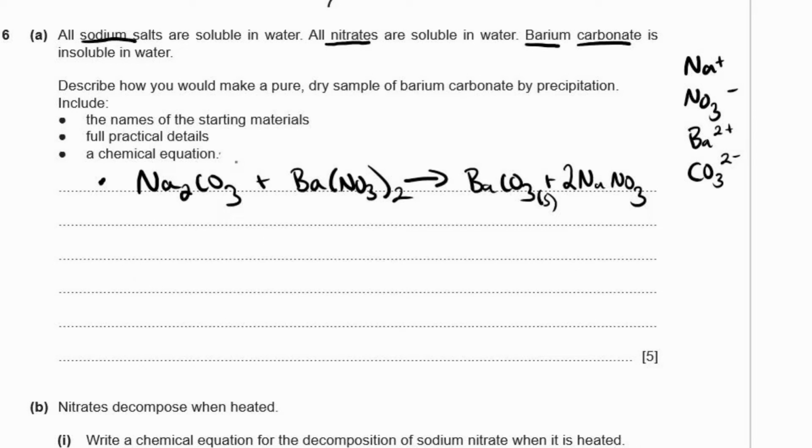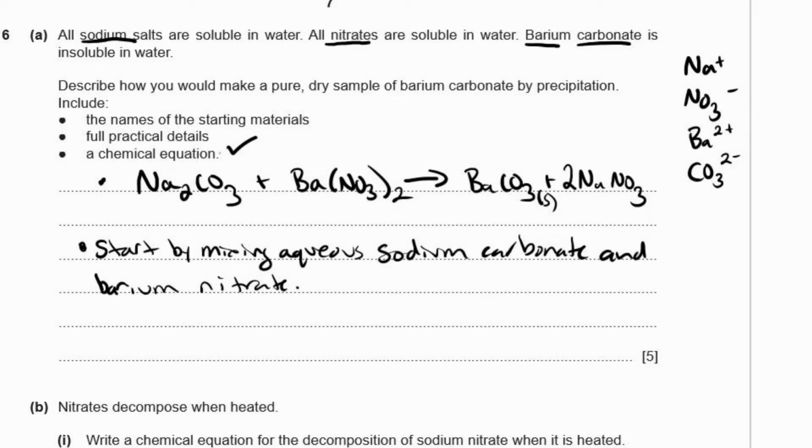Okay, so we've done the chemical equation. Now let's do the names of the starting materials. Okay, so it says the names of the starting materials. It doesn't say the formula of the starting materials. You have less chance of going wrong if you just write out the name than the formula. Yes, you wrote the equation here, but if you got that wrong, you don't want to lose 2 marks for it. So basically you start by mixing aqueous sodium carbonate and barium nitrate.